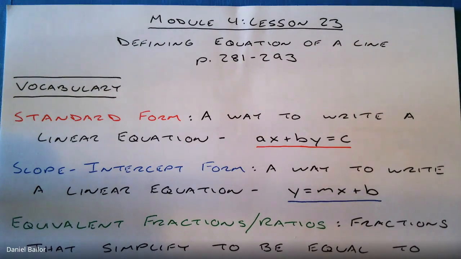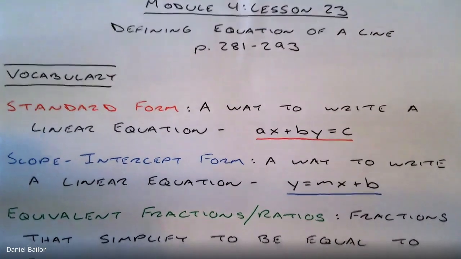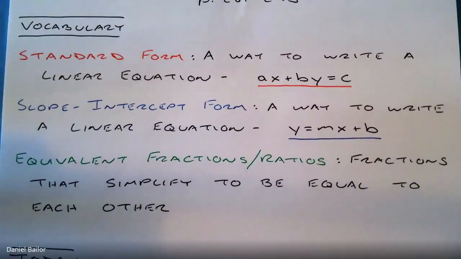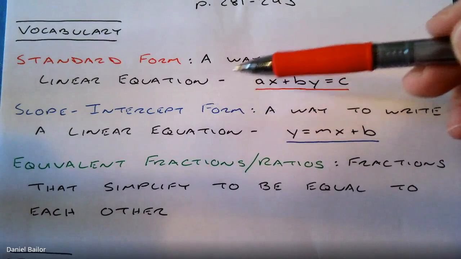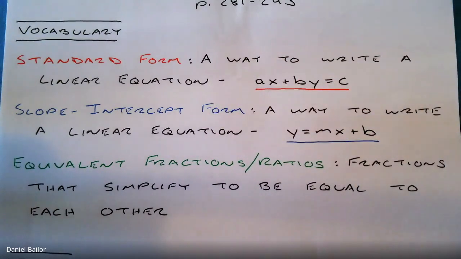Okay, with those preliminaries out of the way, let's get started talking about the vocabulary for this lesson. We have 3 vocabulary terms for this lesson: standard form, slope-intercept form, and equivalent fractions/ratios. So we've seen standard form and slope-intercept form before, so you should be pretty familiar with those. Standard form and slope-intercept form are both ways to write a linear equation.